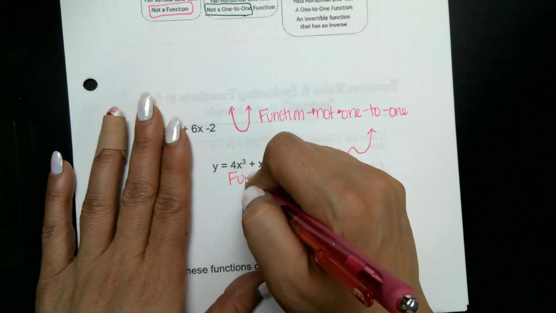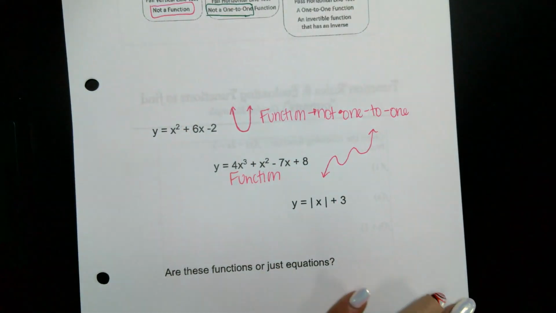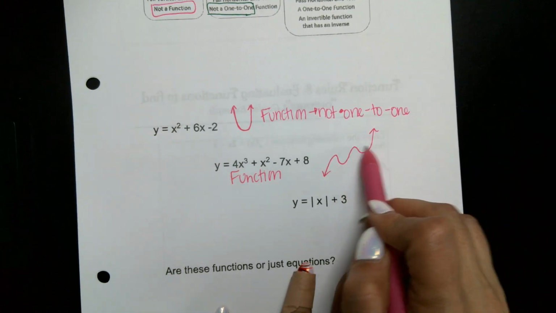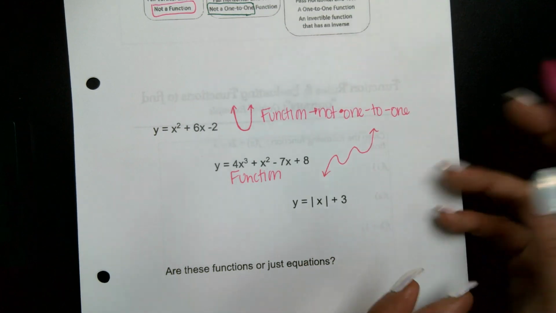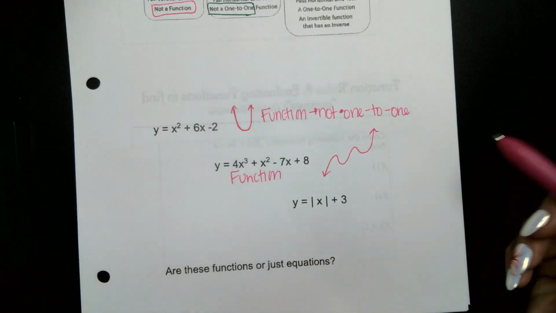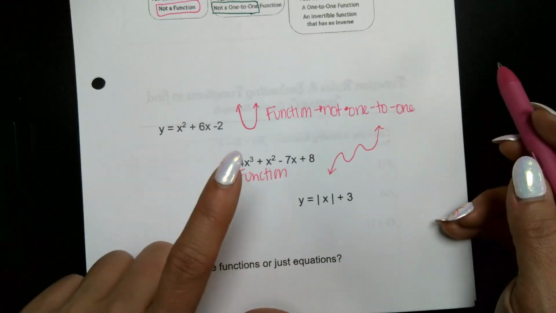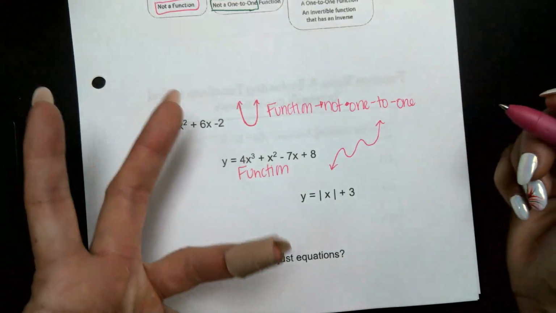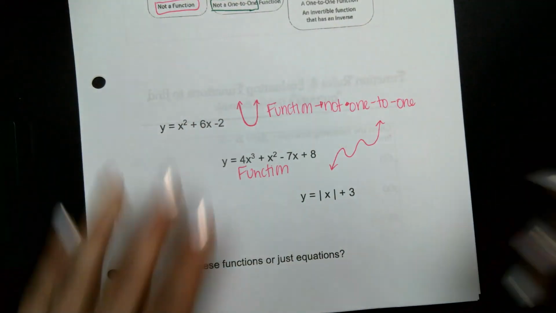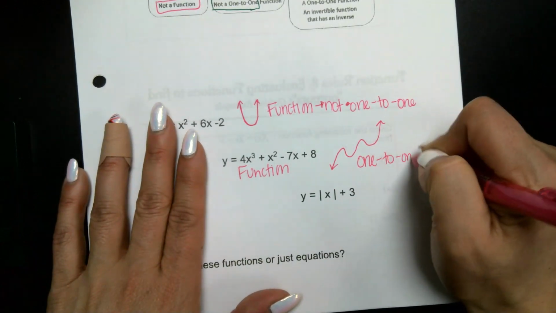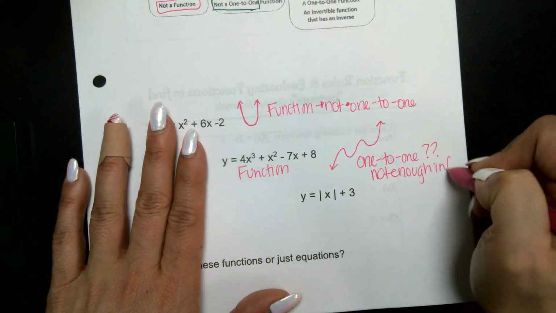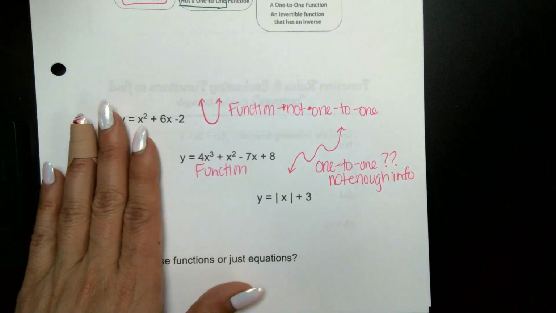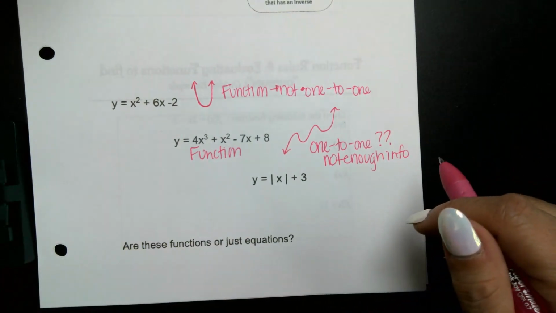Okay, so this one's definitely a function, but since we don't know exactly what the picture looks like, the picture I just drew kind of looks like some of my y's are the same height, but are they all necessarily going to be? I don't know, because I don't know what the picture looks like. So right now, all I can tell is that this one is a function, but we don't have enough information to determine whether or not it's one-to-one. So I'm just going to say one-to-one, put a question mark, and say not enough info. We would need to have the picture there to tell whether or not it was one-to-one.